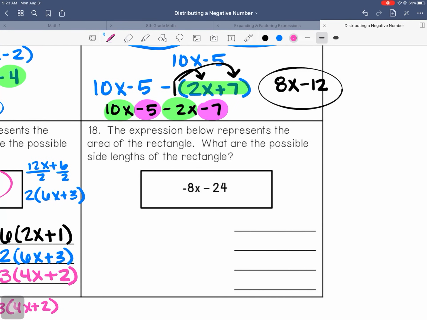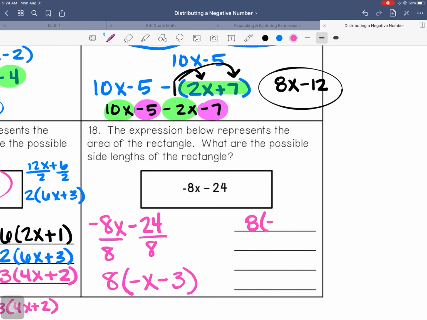All right, last one. The expression below represents the area of a rectangle. What are the possible side lengths of the rectangle? I'm just going to do one for you right now. No, let's do 2. I'm going to start by dividing by 8, and let's see what happens. If I take out a common factor of 8, then 8 times negative x minus 3 would be our expression.